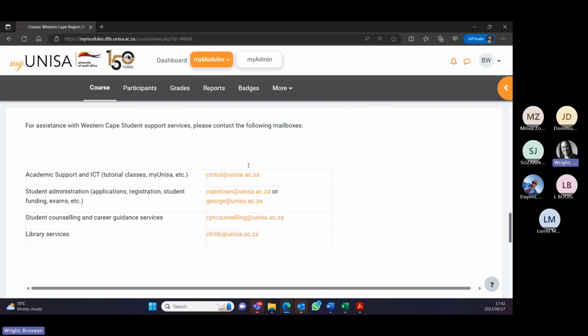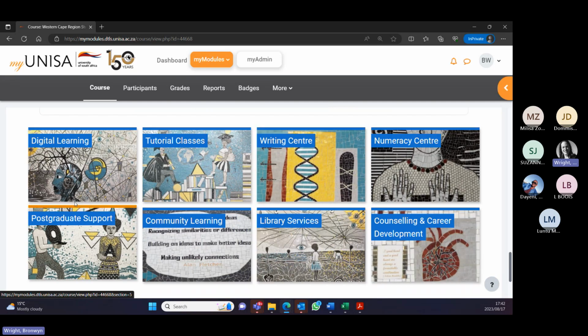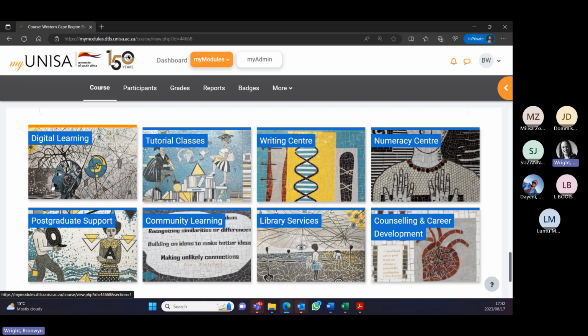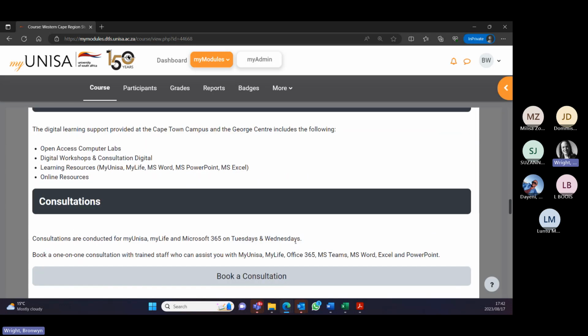So I'm just going to give you a quick overview of the support services that are available. I'm not going to go into too much detail. You can look at this in your own time. But one I just want to explain to you is the digital learning platform. We have a digital learning advisor who is able to assist you with anything related to My UNISA, My Life, and your Office 365 or Microsoft 365 account.